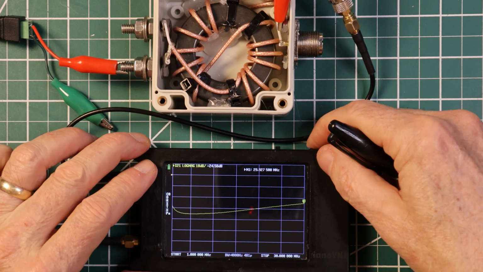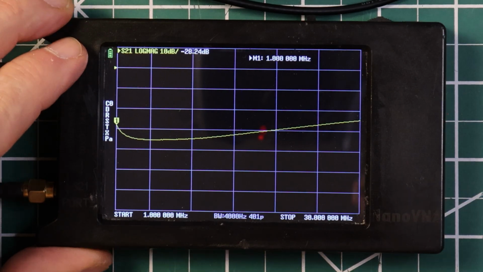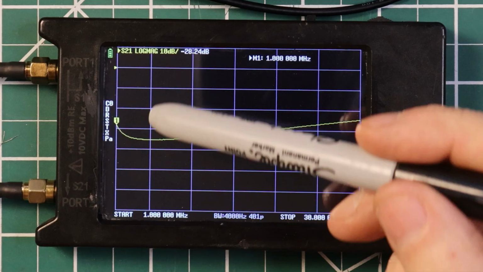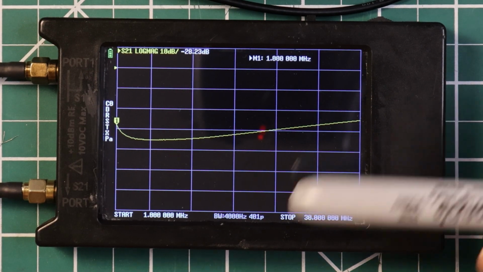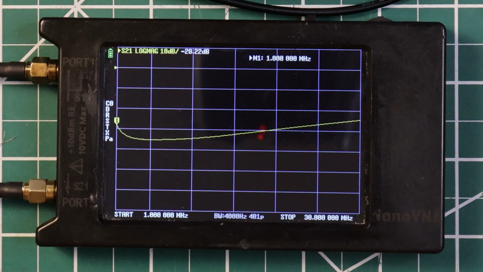So let's go down to 1 megahertz, okay? We're on the low end here, 1 megahertz, and we've got negative 28 dB. That's how much it's reducing the signal, okay? And that's how you'd measure whether or not a choke is working, because it's choking the signal.